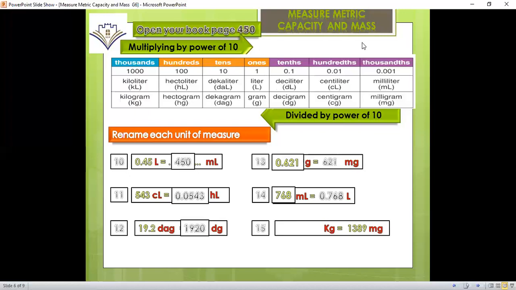From liter to milliliter. Multiply 10, multiply 10, then that means multiply by 1000. Then the point will move to the right. 1, 2, 3. And then the point after 8.